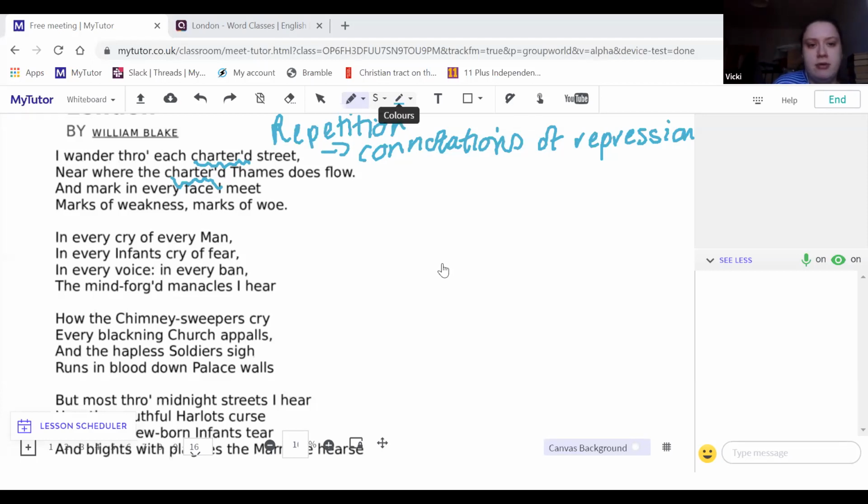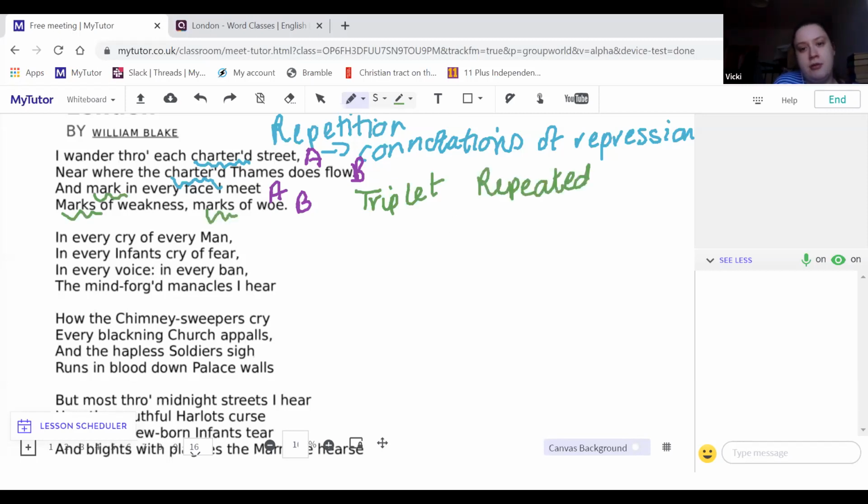So some of you guys have already got in there with the rhyming scheme. So we've got A, and B, B. So, and mark in every, I can't work out, is that face I meet? It is face. A mark in every face I meet, marks of weakness, marks of woes. So we've got a triplet, and we've got marks repeated. So that is a metaphor. So a metaphor for being able to see the sort of strain of life on their face caused by the repression caused from the poverty.